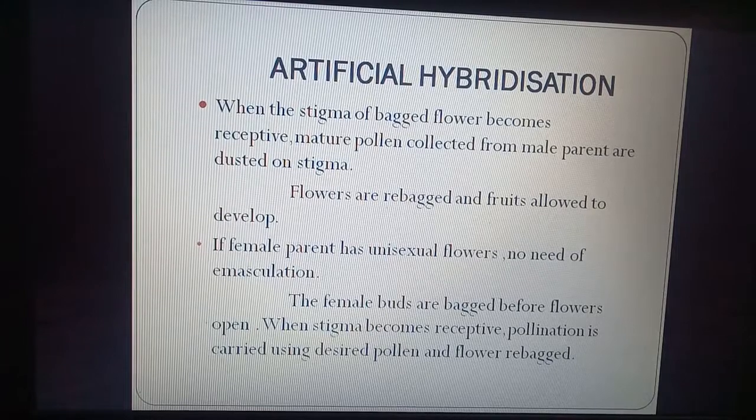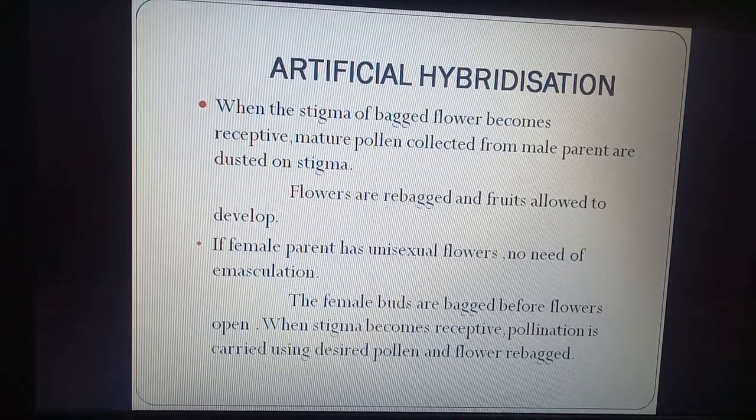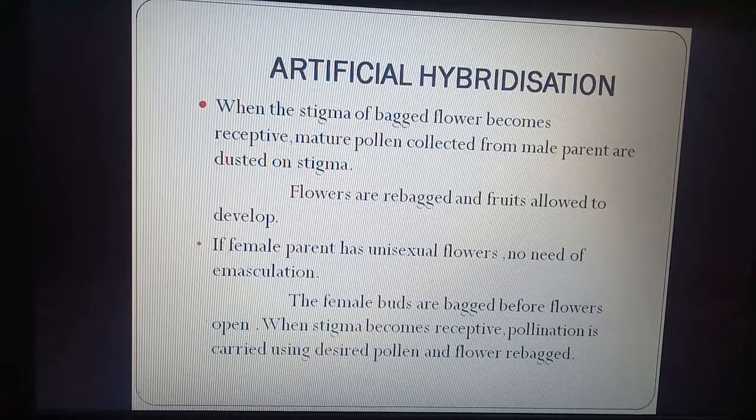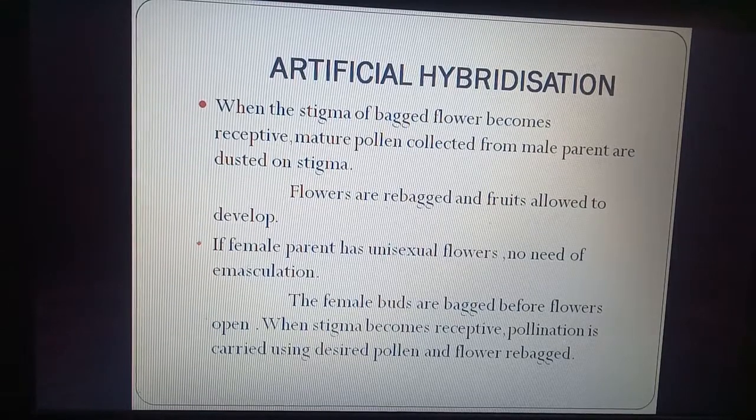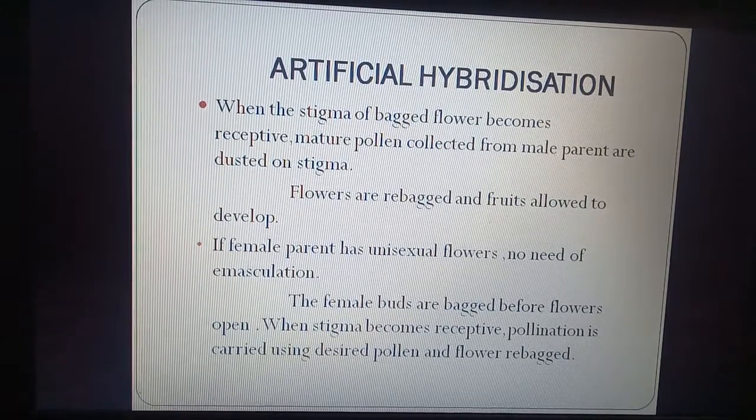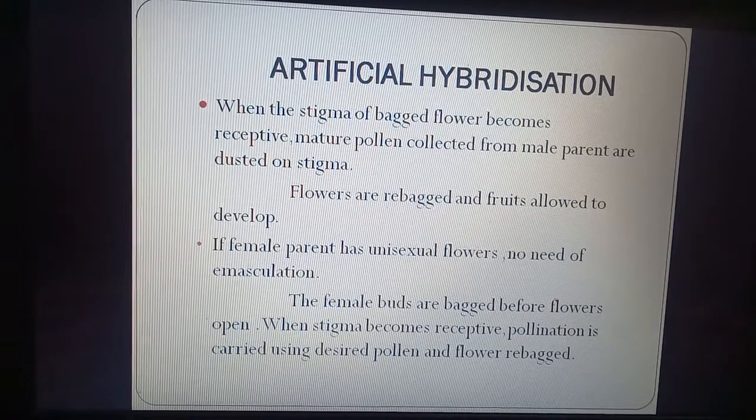Now if the female parent has unisexual flowers, only one sex flowers, there is no need of emasculation because the flowers are already only female. The female buds are bagged, so they are just covered by a bag before flowers open. When the stigma becomes receptive, the pollination is carried out using desired pollen and the flower is rebagged. So if the flower has only one sex, only female, then we simply put the pollen on the stigma and cover it. There is no need of emasculation in unisexual flowers.